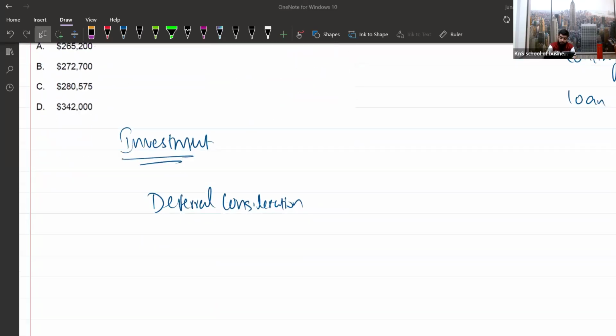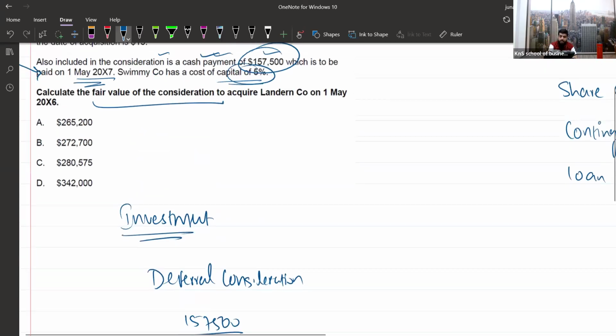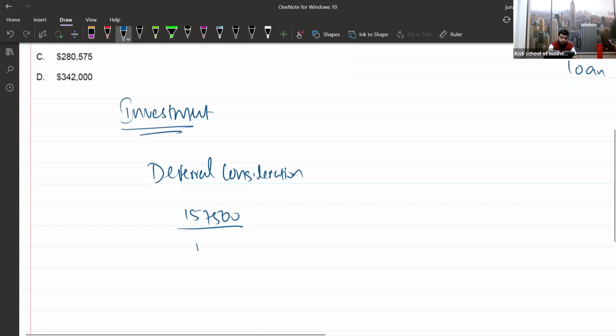And always remember that 157,500 is the future payment that you have to make. We are going to calculate the present value for this one. Whenever there will be a future payment, it will be recorded at its present value. So it means it's going to be 1.05 power 1. We are going to calculate the present value for this one.